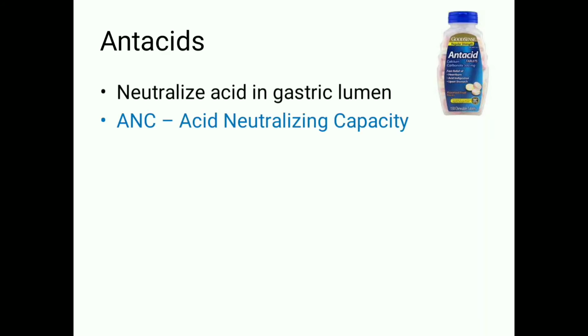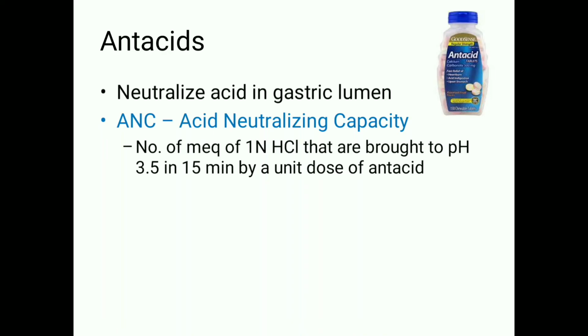ANC, that is acid neutralizing capacity. So all antacids, their potency could be defined by giving ANC. Now what is ANC? ANC is the number of milliequivalents of 1N HCl that are brought to pH 3.5 in 15 minutes by a unit dose of antacid. So the more the ANC value, the more is the potency of any antacid.